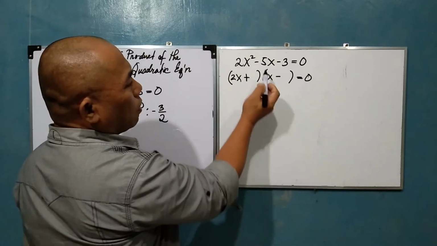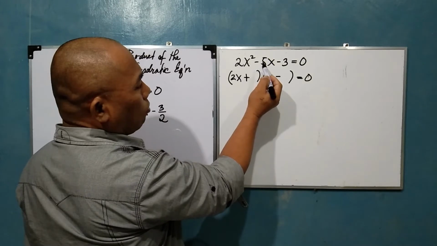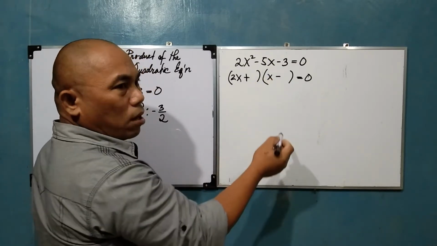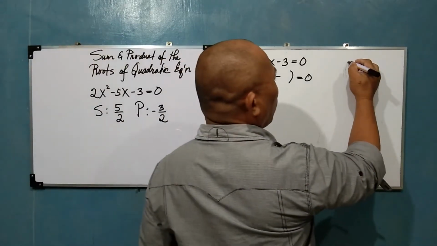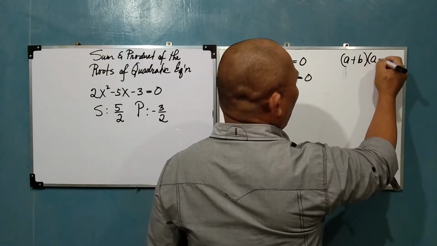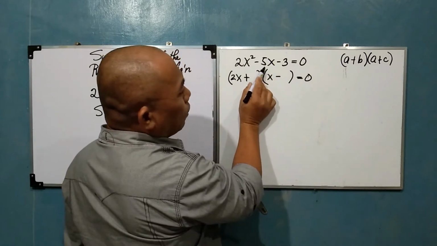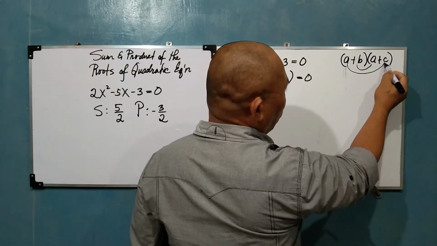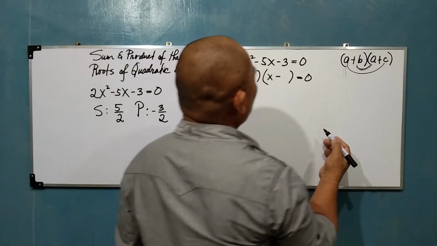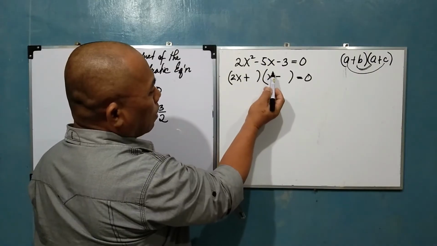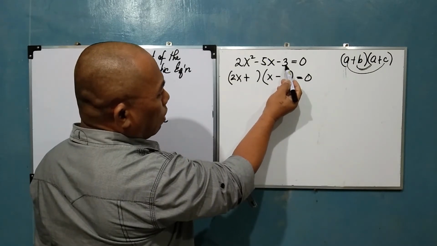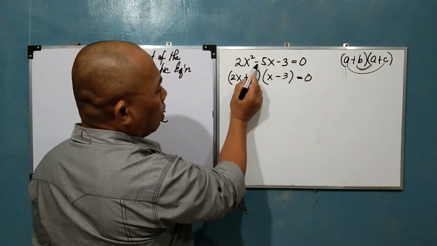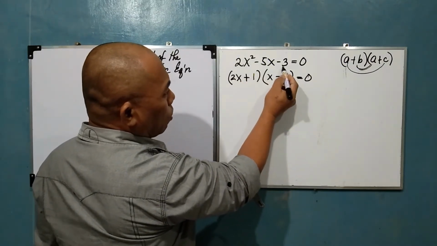The next thing is, look at the linear term. That is negative 5x. Remember that this linear term is obtained by getting the sum of the product. Say, for example, you have a plus b times a plus c. This linear term is the sum of the product of the outer term and the inner term. So apply it here. Since this is negative 5x, I cannot position this constant 3 right here. I have to position it here. So it's going to be possible that we will get this. So this is 1, so that 1 times negative 3, you will get this.